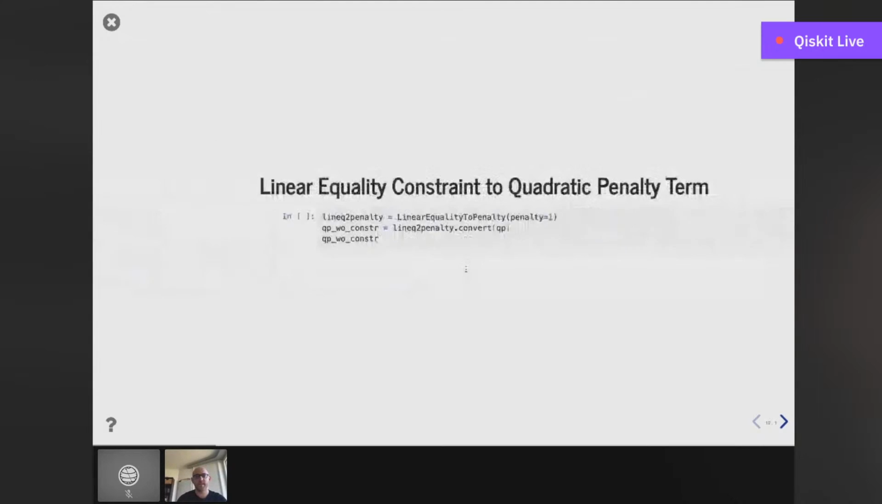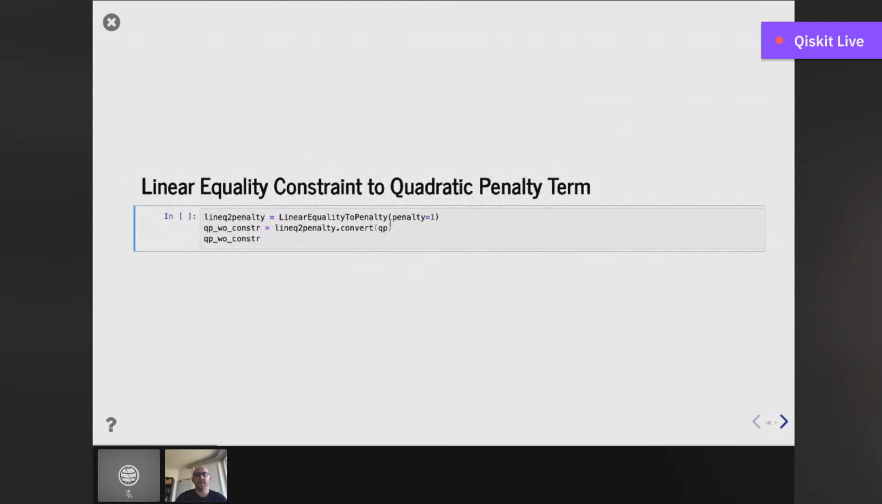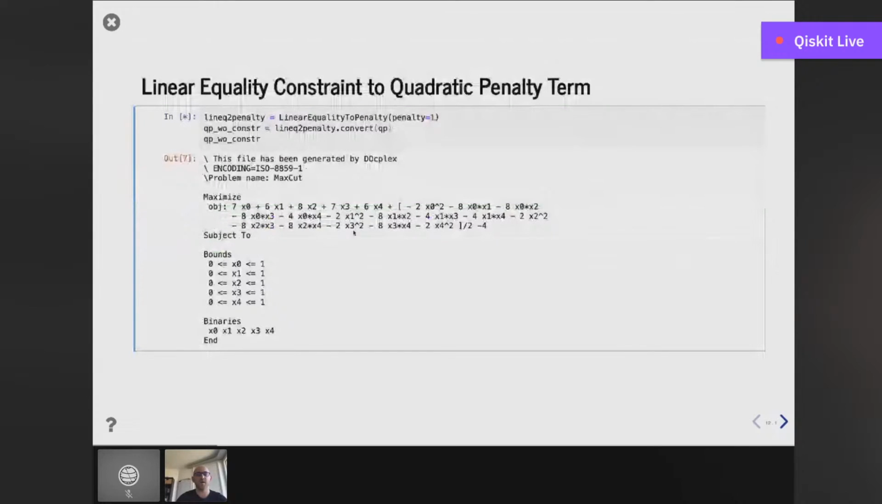All right. So let's see how this works for our quadratic program. We initialize the linear equality to penalty converter, and we use it to convert the quadratic program. And now this is what you can get out. You see that the constraint is gone now, and that the objective function is looking a little bit more complex now, because we added this quadratic penalty term. All right.